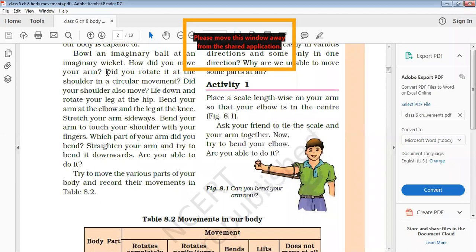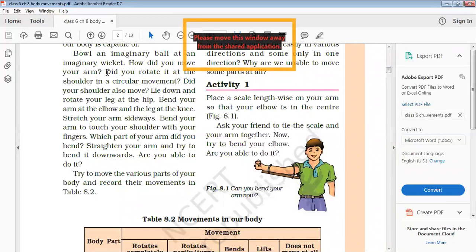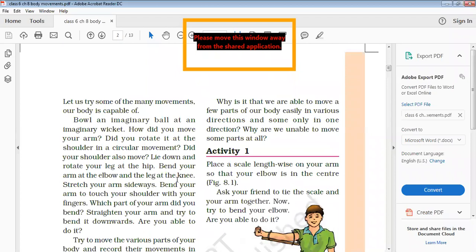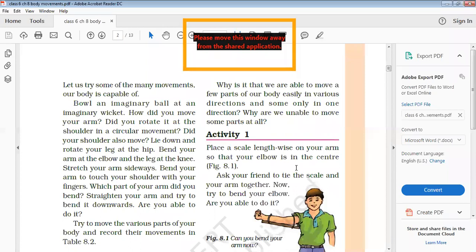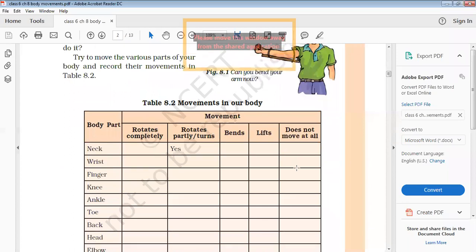Lie down and rotate your leg at the hip. Bend your arm at the elbow and leg at the knee. Stretch your arm sideways. Bend your arm to touch your shoulder with your fingers. Which part of your arm did you bend? Straighten your arm. Try to bend it downwards. Are you able to do it? Yes, you can do these movements because your body has joints from which you can move your body parts.